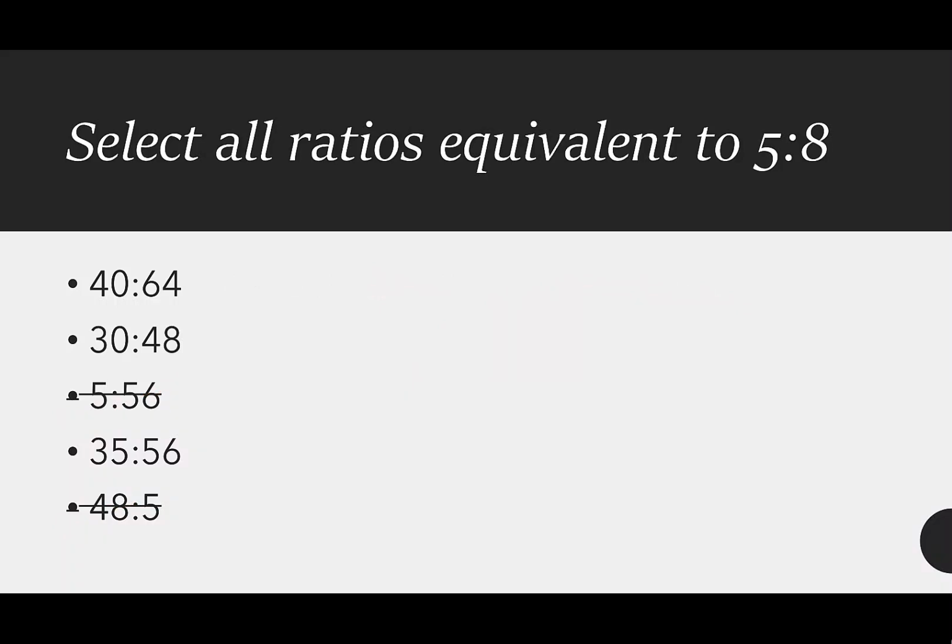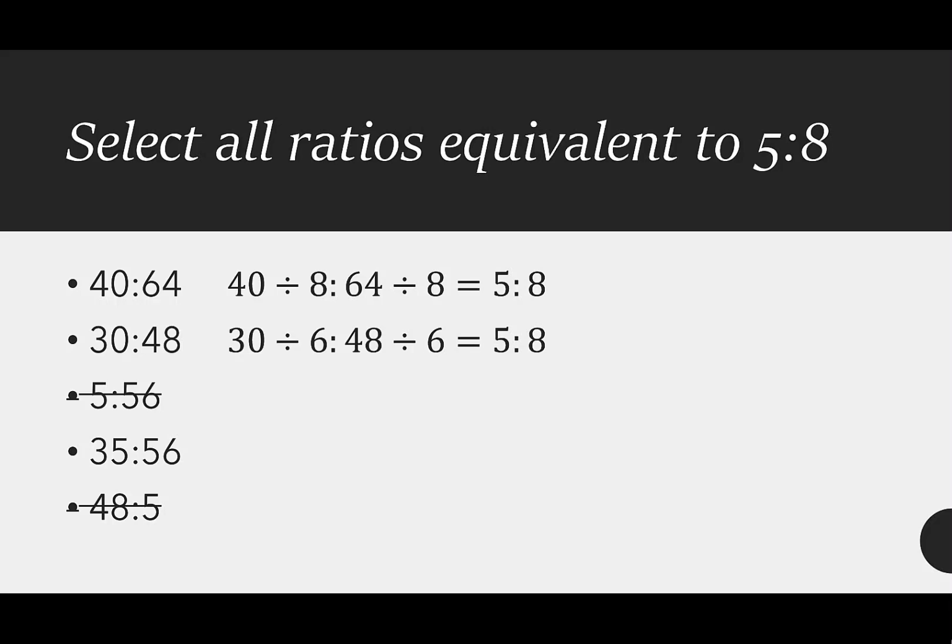So one step we can do is just to reduce the ratios and see if they're equal. 40 and 64 are both divisible by 8, so I'm going to divide 40 by 8 and 64 by 8. This gives me 5 to 8, which tells me these two are equal. Let's do that again with 30 to 48. 30 and 48 are both divisible by 6. When I divide 30 by 6, I get 5. When I divide 48 by 6, I get 8. So once again, I have an equivalent ratio.